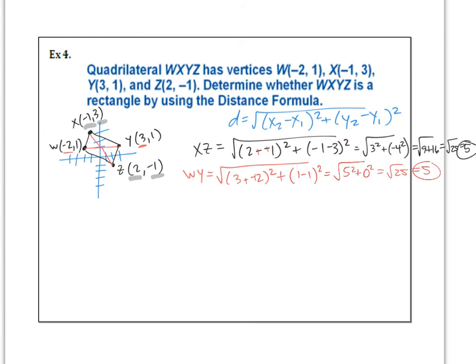The diagonals are the same length. I just need to figure out if the sides are parallel. As long as the sides are parallel or the same length, if opposite sides are congruent or parallel, then this is definitely a rectangle. And so the other thing I should probably check quick is the distance from x to y, the distance from y to z, the distance from w to z, and the distance from w to x. Holy smokes, we're going to have to do 4 distance formulas.